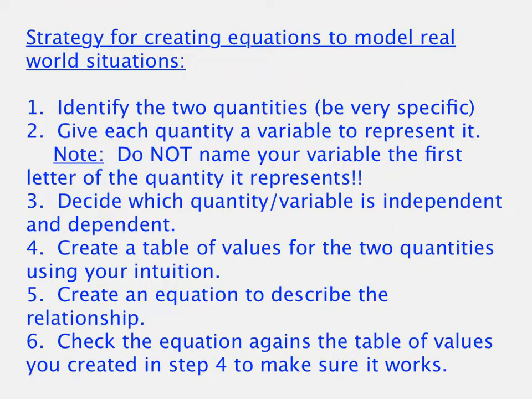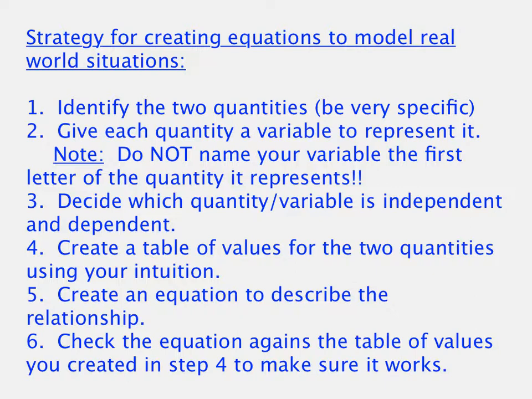Alright, so our first objective is to learn to create equations that will describe some real-life relationships. And here are some strategies that I have for creating equations to model these real-world situations. First, let's identify the two quantities we have, and we want to be really specific. It may not be good enough to just say years. You might want to say years since 2000 or hours since 9 a.m. or something like that. You're going to want to give each of your quantities, the independent quantity and the dependent quantity, a variable to represent it.